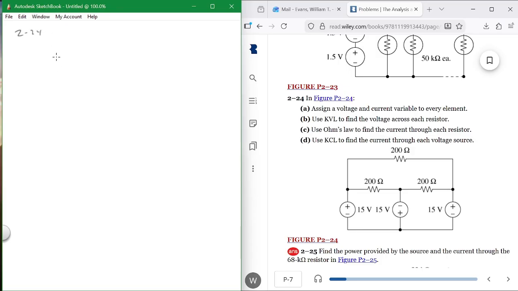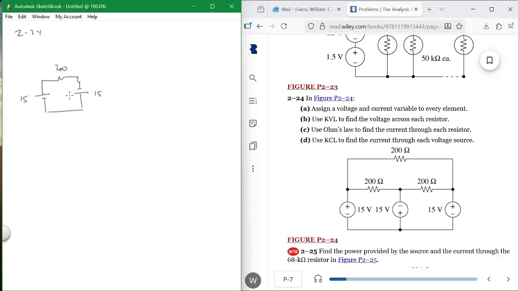You never build a circuit like this, but assign a current and voltage variable to every element. Let's just use KVL to find the voltage across each resistor. So here in this loop, 15, and here is minus 15, and here's a resistor. Okay, so it's 200 ohms.